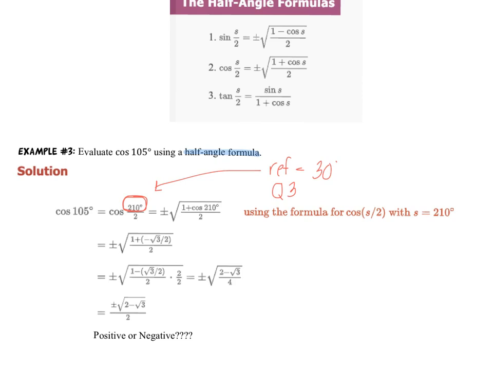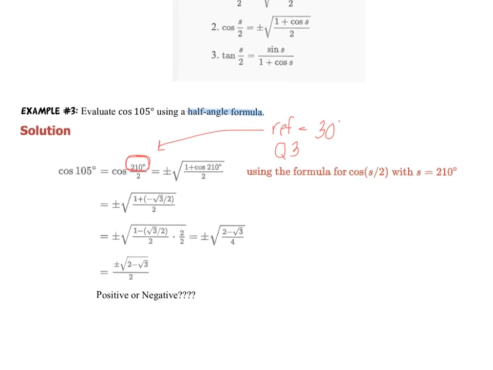The one thing that needs to be understood is, is it positive or is it negative? Well, you're looking at this degree, 105. 105 is in quadrant 2. In quadrant 2, is cosine positive or negative? Well, cosine in quadrant 2 is definitely negative. So that's why in the end, our answer will be negative. So all of these symbols right here would be negative.